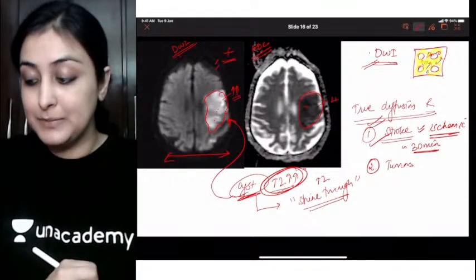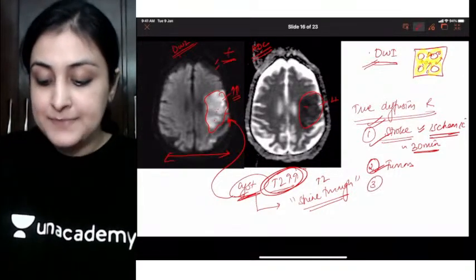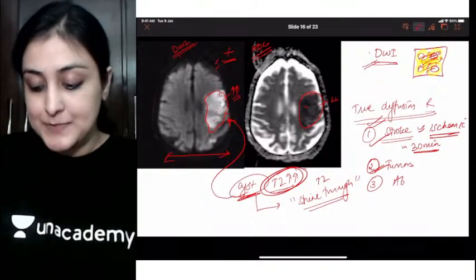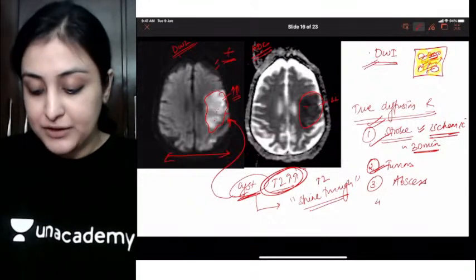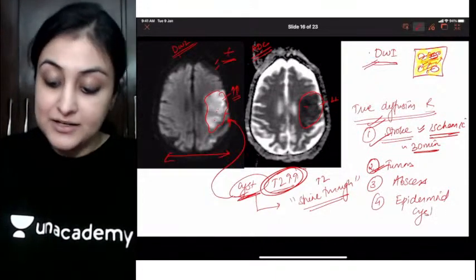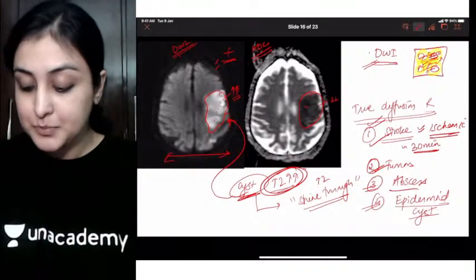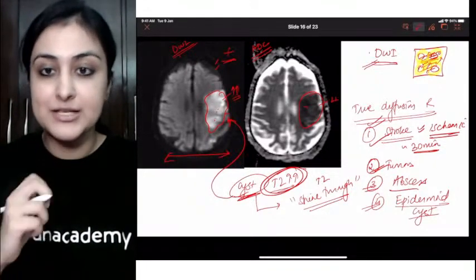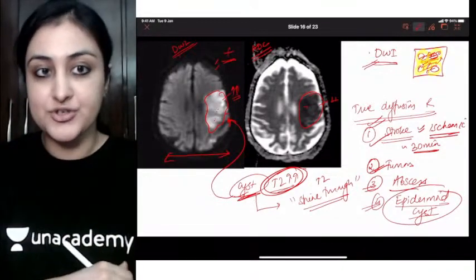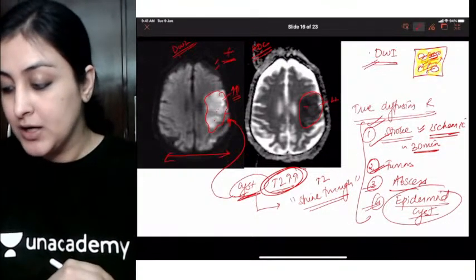So again, will our water be able to diffuse? Not really. So again, diffusion restriction. What else? What if the entire tissue is filled with very thick pus? So will abscesses show diffusion restriction? Yes. What if it is filled with thick keratinaceous material? So will epidermoid cyst show restriction? Yes. So that answers your question that one of you asked: how to distinguish epidermoid from arachnoid cyst? Epidermoid cyst will show diffusion restriction. Arachnoid cyst will not show diffusion restriction. This list is very, very important for all of you to remember.